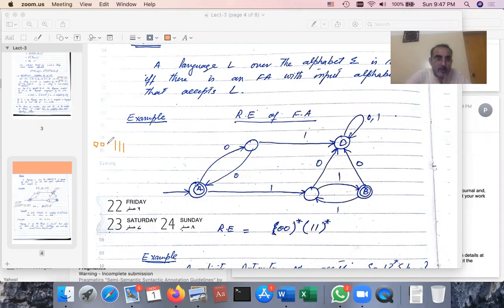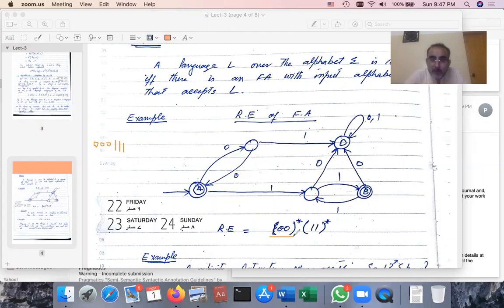Triple zero, triple zero, triple one. Is this a valid string for this regular expression? No, it is not, because it needs an even number of zeros and an even number of ones. If you produce, then you will get an even number of zeros, and an even number of ones.